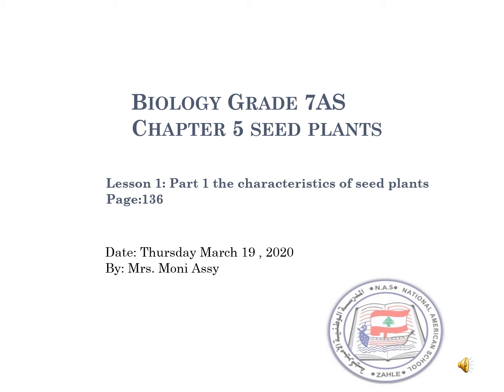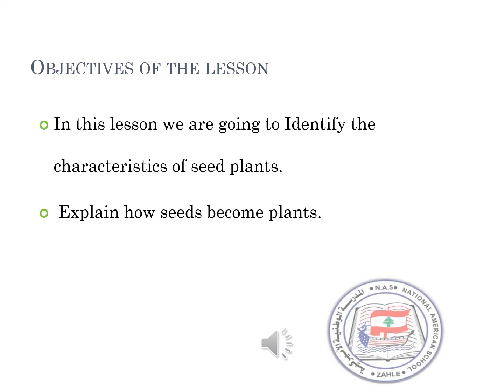We're going to start chapter 5, seed plants, lesson 1, the characteristics of seed plants. This is the first part of lesson 1. Please open your books to page 136. The objectives of the lesson: in this lesson, we're going to identify the characteristics of seed plants. We're also going to explain how seeds become plants.